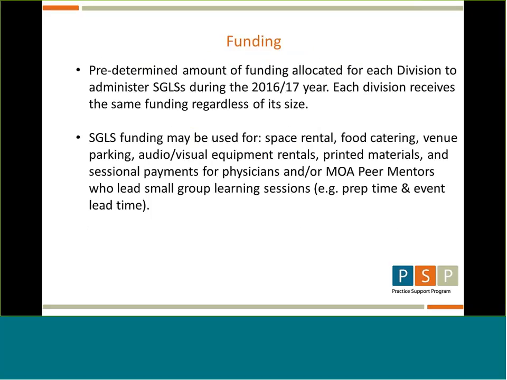So GPSC has allocated a predetermined amount of funding for each division to administer the small group learning sessions for the 2016-17 year. Each division receives the same amount of funding regardless of their size. This funding can be used for space rental, catering, venue parking, audiovisual, printing materials, as well as sessional payments for physician and MOA peer mentors who lead the small group learning sessions. So only the peer mentors' labor costs will come out of this predetermined funding. The participants' money comes out of a separate pot, which we'll go into on the next slide.